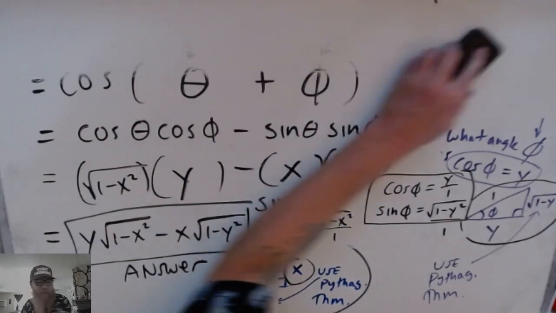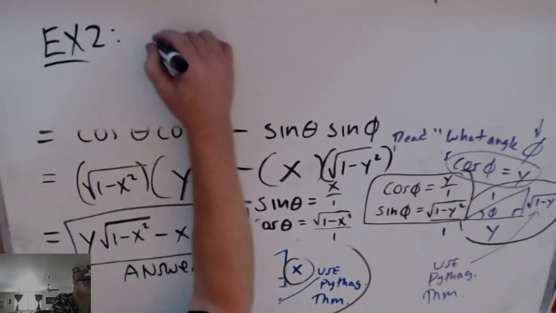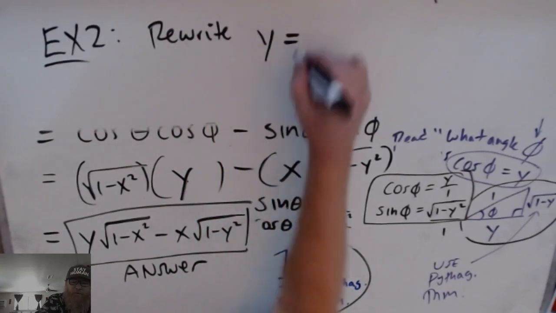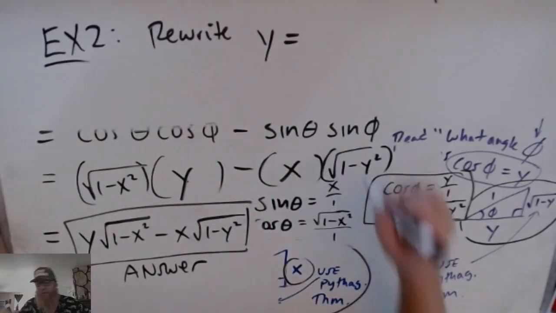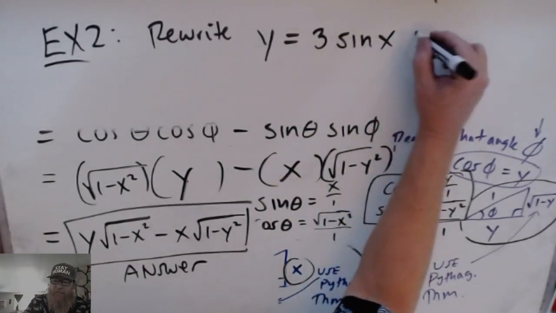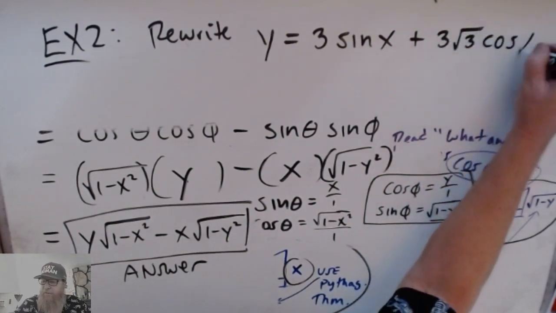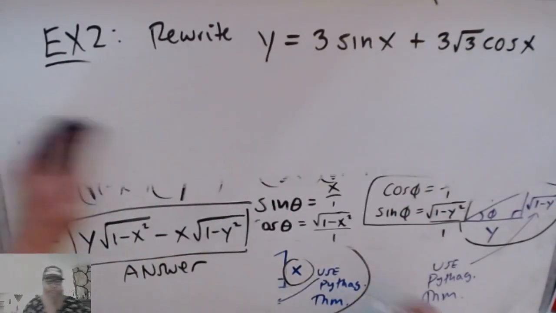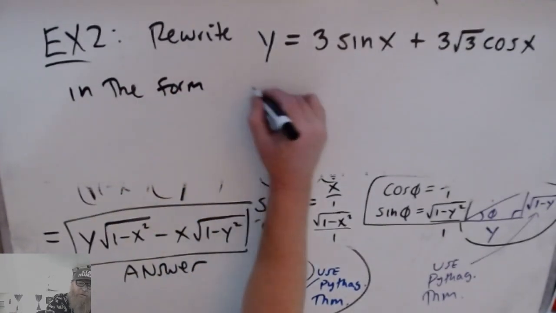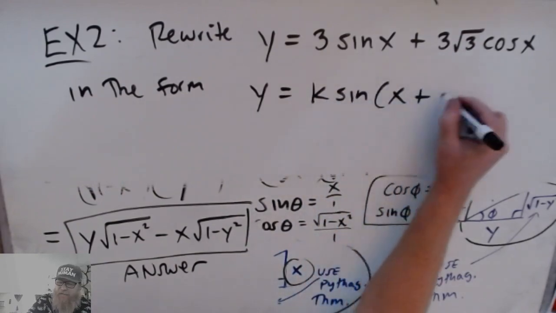The next example is to rewrite y equals 3 sine x plus 3 radical 3 cosine x in the form y equals k sine(x plus phi).